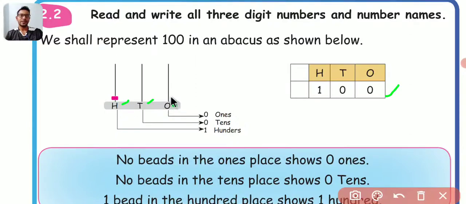In O there are no beads, so they are putting 0. In tens there are no beads, so they are putting 0. In hundreds there is only 1 bead, so they are writing 1. So what number is this? There is only 1 bead in hundreds, so 1. No beads in tens, so 0. No beads in ones, that is also 0. So what is the answer? 100.